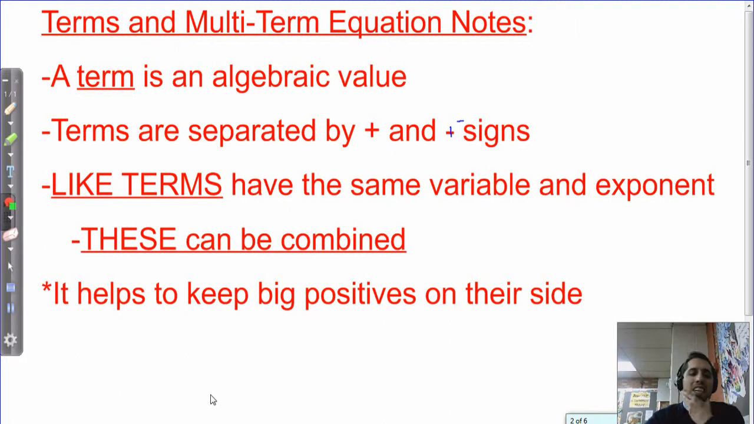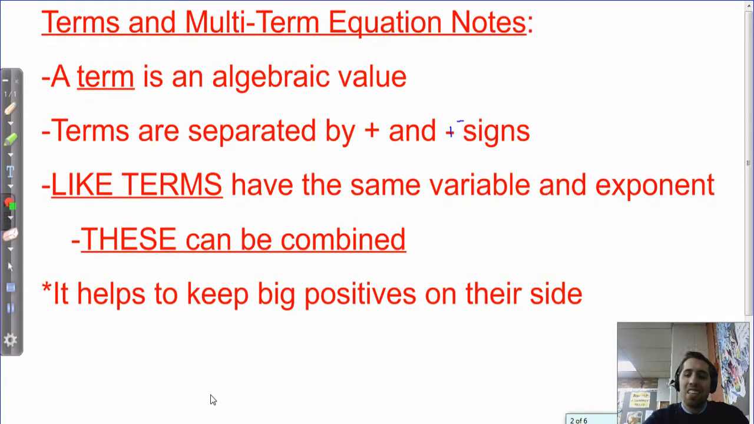The next note you need to know is that like terms have the same variable and exponent. And why are like terms important? Well, they can be combined. So we're not going to combine 3 with 5x because they describe completely different things. But we can combine 5x and negative 3x because they're talking about the same sort of thing, just different amounts. And we can combine those different amounts of the same thing.